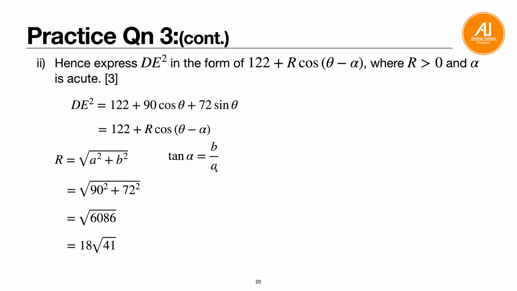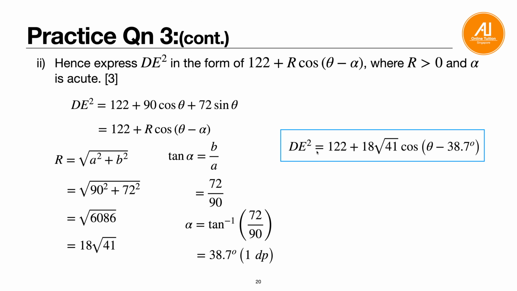B over A. Okay. Your B will be 72. Your A will be 90. 122 just leave it because it's just a constant. Okay. Sub it in. 72 over 90. Alpha equals tangent inverse of 72 over 90, which is 38.7 degrees, 1 dp. Okay, then you can conclude, sub back into this equation. DE square equals what? 122 plus 18 square root 41 cosine of theta minus 38.7 degrees.